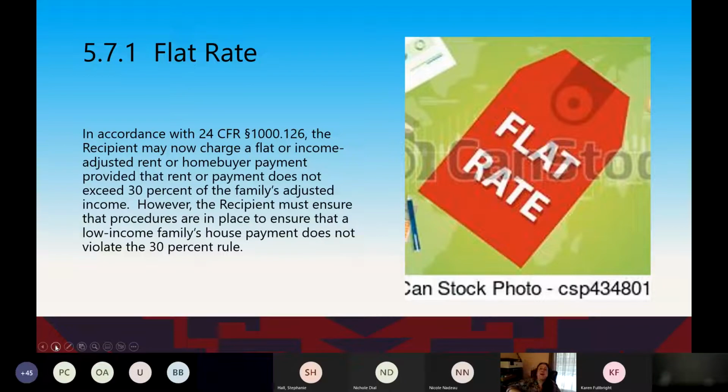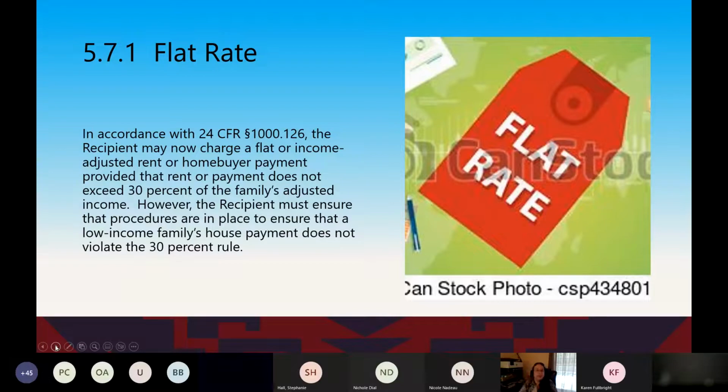That's the bottom line on how often you recertify them. You have to have a mechanism in place to assure that nobody is paying over 30% if they fall at your 80% line or less. Now, if they make more, you can charge them more. But if they're below or at 80%, you can't do that. And you have to make sure that you convey that when you move them into a unit.